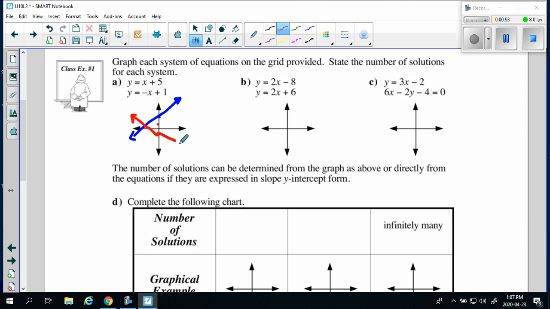So I can graph that here. If you graph this on a graphing calculator or on Desmos, you will see that there are two intersecting lines. So we can say that there is one intersection or one solution. In this case, they're not asking us what the solution is. They just want to know how many.